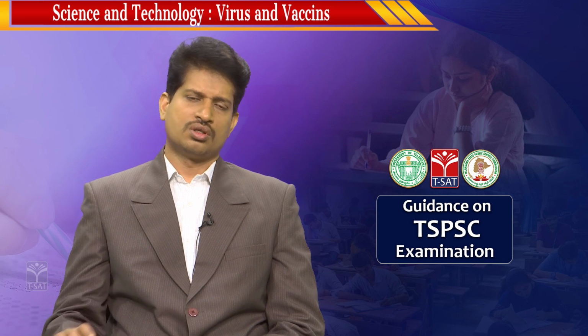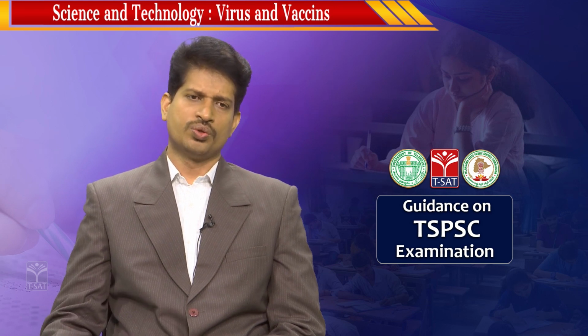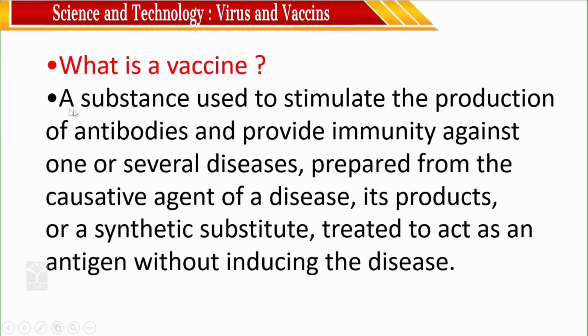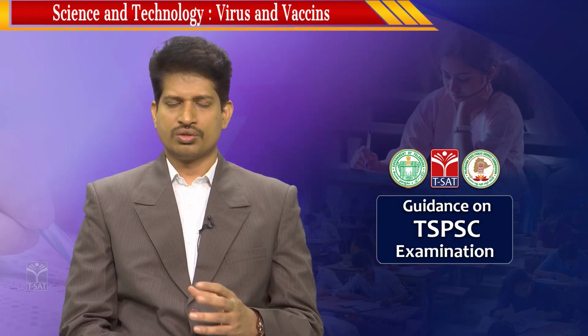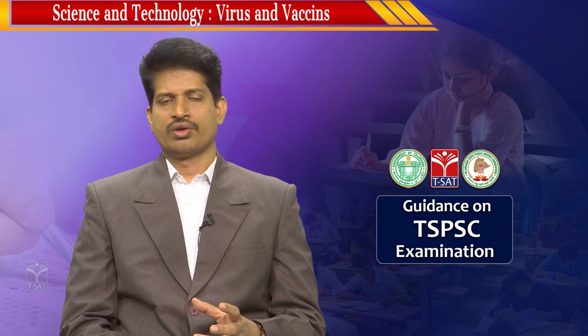So here in this process, we need to know what a vaccine is. A vaccine is a substance used to stimulate the production of antibodies and provide immunity against one or several diseases. So what do you mean by this? A substance to stimulate the production of antibodies. So what are antibodies here? Antibodies are cells or molecules produced by lymphocytes.